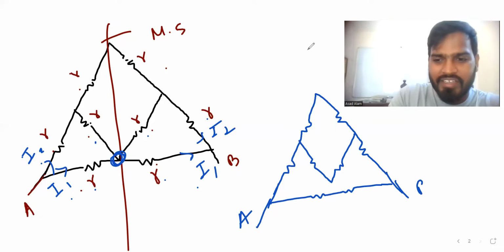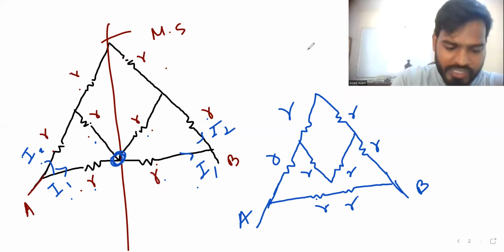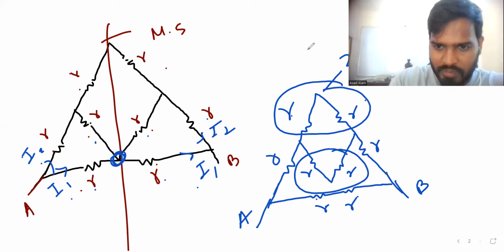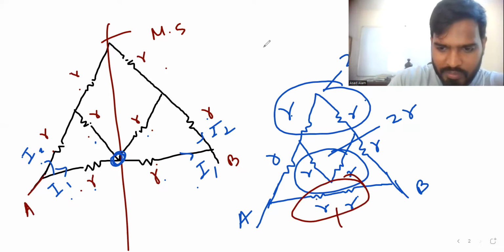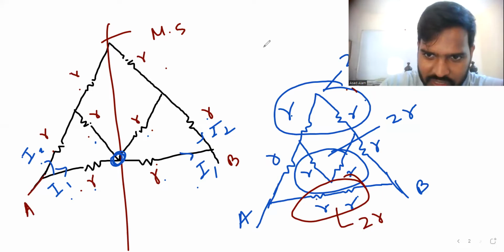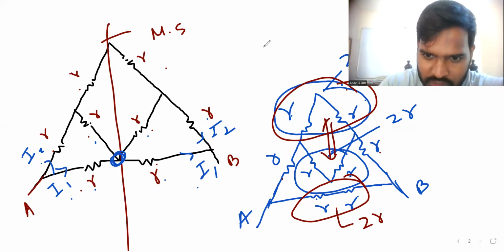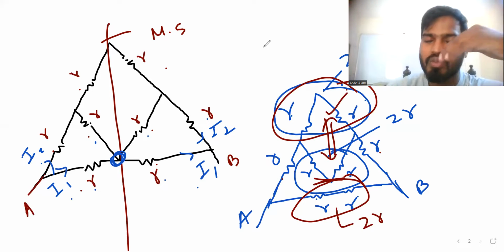This is A and this is B. So this R and R becomes 2R, right? This R and R again 2R in series. So now this 2R becomes R and R, this 2R becomes again 2R, and this 2R becomes 2R. Fine. After that, see this and this. So it becomes R and 2R and 2R. The 2R's are in parallel.